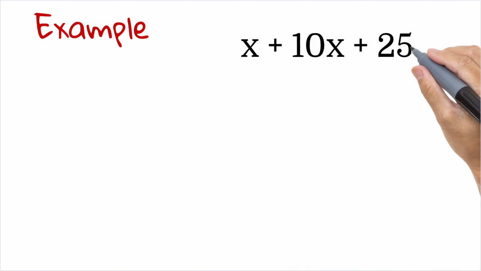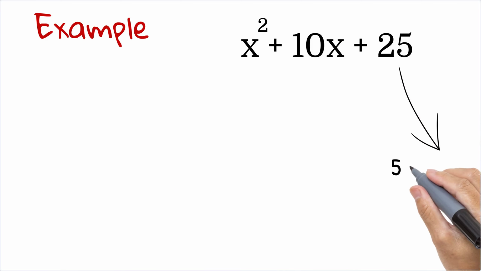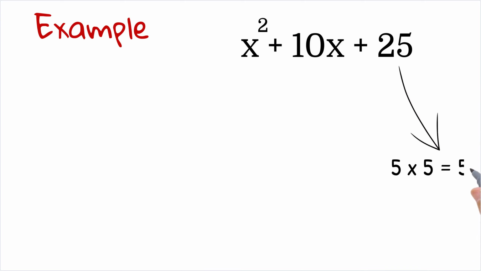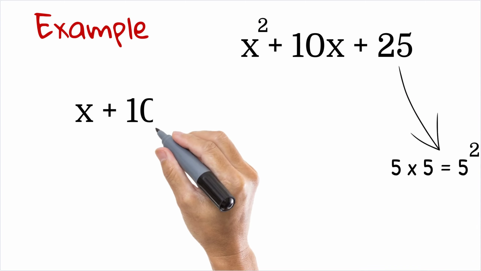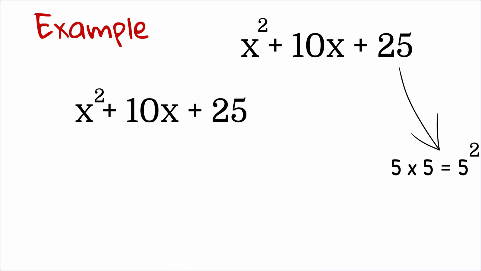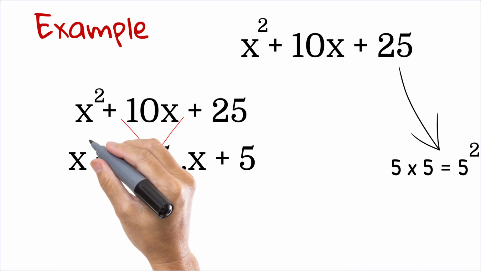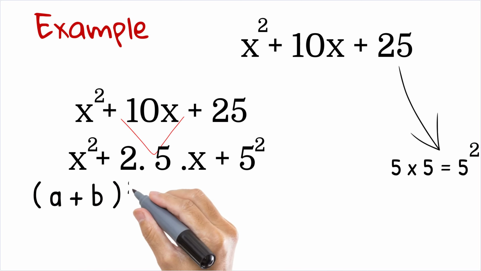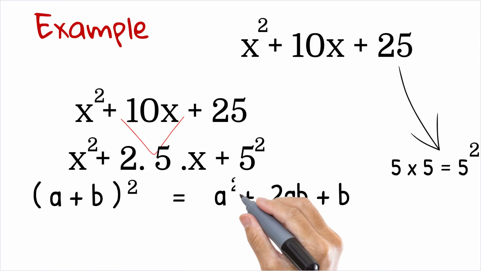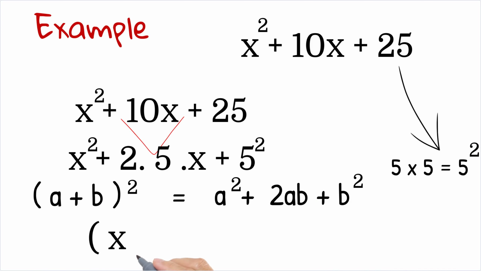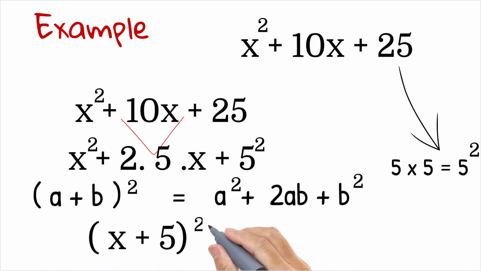Example, find the factors. The constant term 25 is a perfect square, and 10 can be written as 2 times 5. Rewrite the expression as the perfect square trinomial pattern: a plus b whole square is a square plus 2ab plus b square. The expression can be written as x plus 5 whole square.